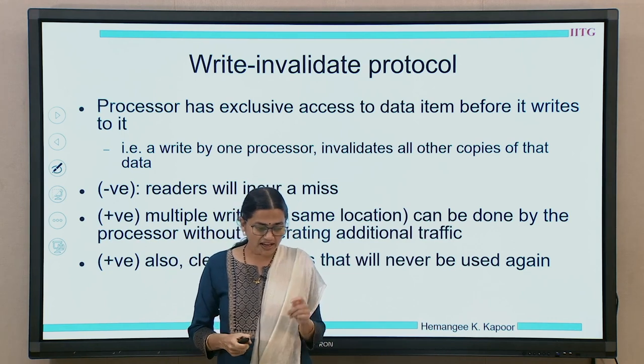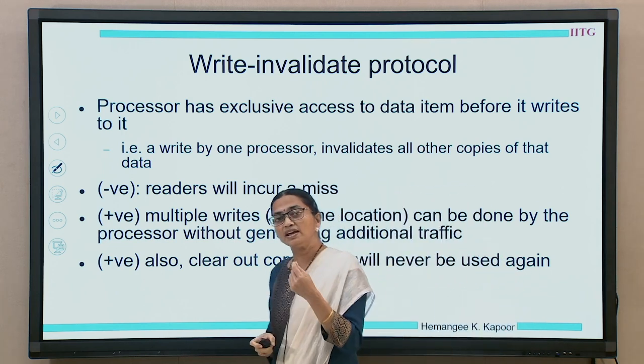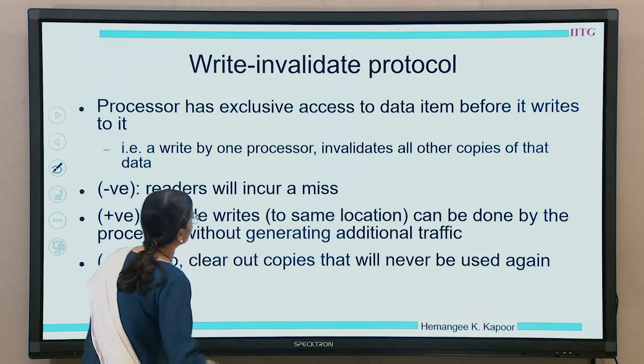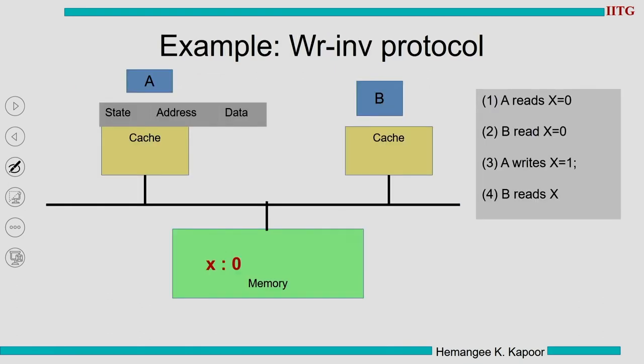Another positive point is that if there are some caches having this block but they are not using it, such useless copies of data items will be automatically removed by this invalidation message. Right? So, the invalidation protocol essentially says that exactly one cache will have the data item for writing. The other copies are removed. It has the small disadvantage that future readers will incur a miss. But the positive point is that multiple writes can be done in one go, so no additional traffic occurs on the interconnect, and any so-called dead cache blocks will get cleared out automatically because of this. So we'll quickly see an example. So you have two processors A and B, and they have their respective caches.